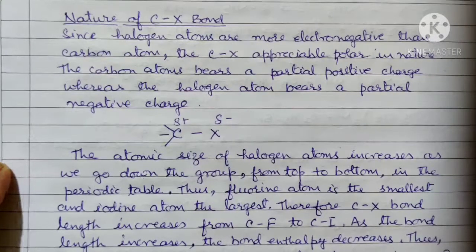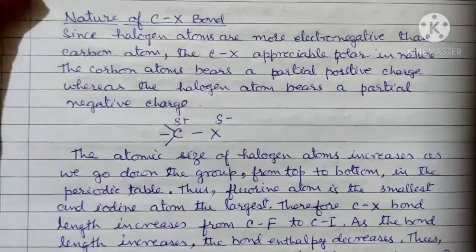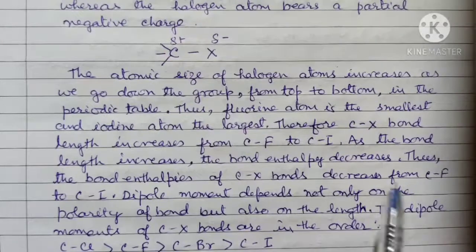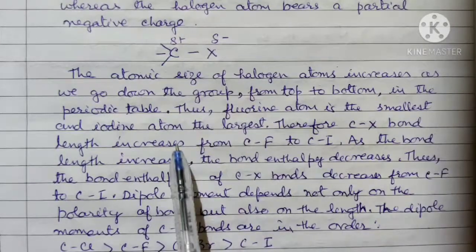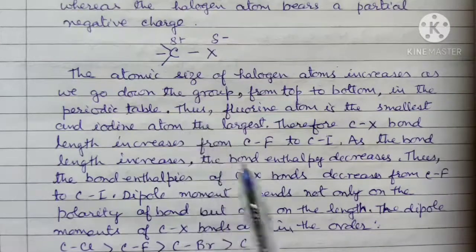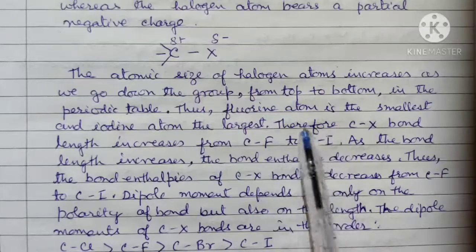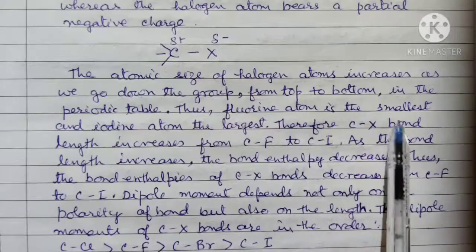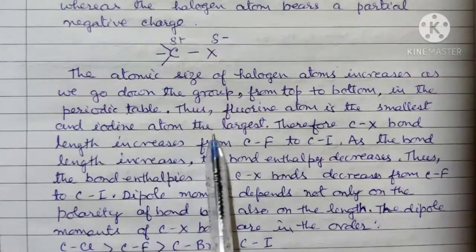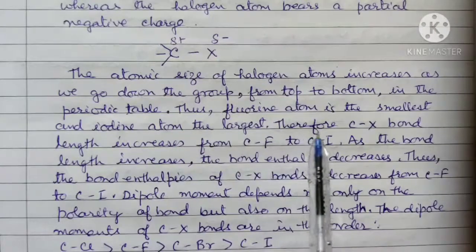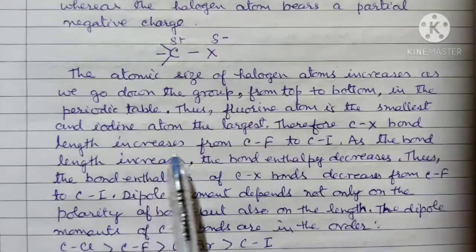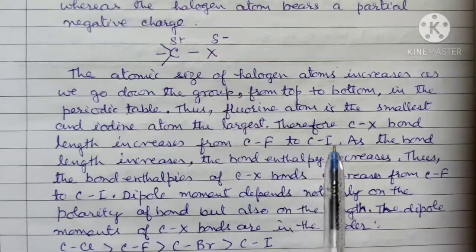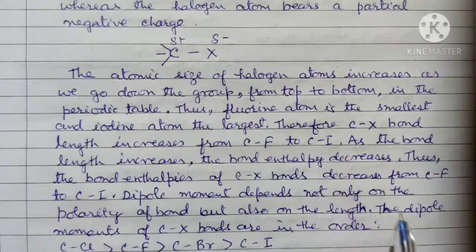The atomic size of the halogen atom increases as we go down the group from top to bottom in the periodic table, that you already know. When we move in a group from top to bottom, there is an increase in atomic size. Thus, the fluorine atom is the smallest and the iodine atom the largest. Therefore, the C-X bond length increases from carbon-fluorine to carbon-iodine.